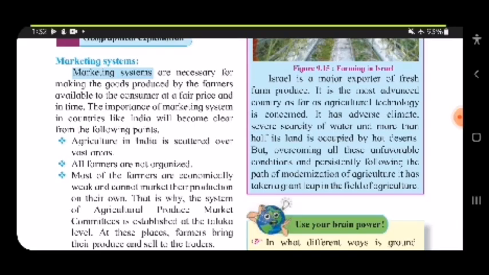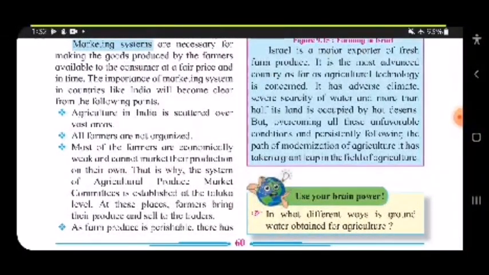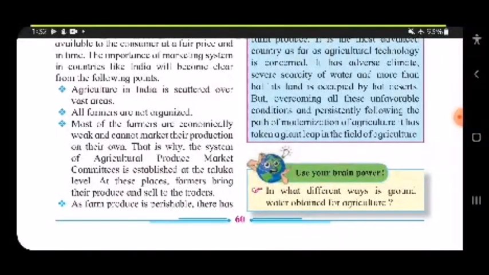The importance of marketing systems in countries like India will become clear from the following points. Agriculture in India is scattered over vast areas. That means lots of people are engaged in this occupation, agriculture. All farmers are not organized. Most of the farmers are economically weak. We know that. They don't have a lot of income and cannot market their production on their own. That is why the system of agricultural produce market committees is established at the taluka level. At these places, farmers bring their produce and sell it to the traders. They don't sell it directly; they sell it to the traders and the traders sell it.